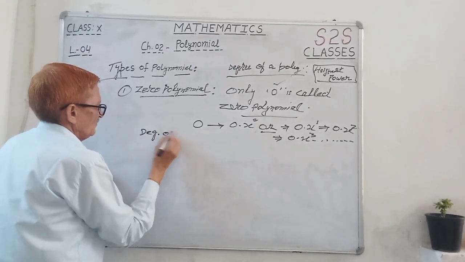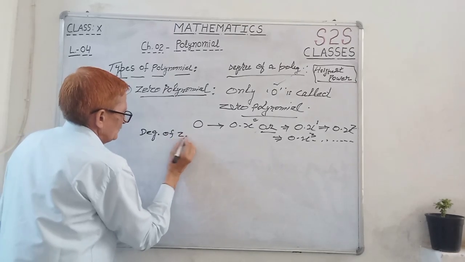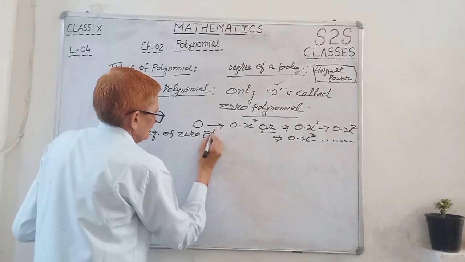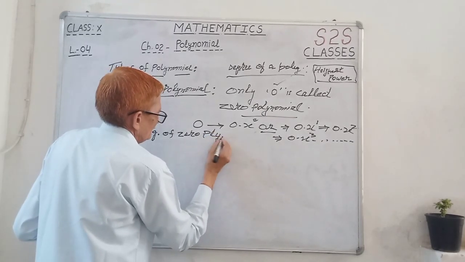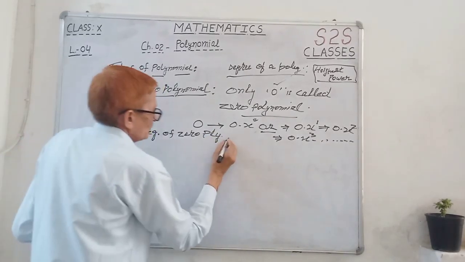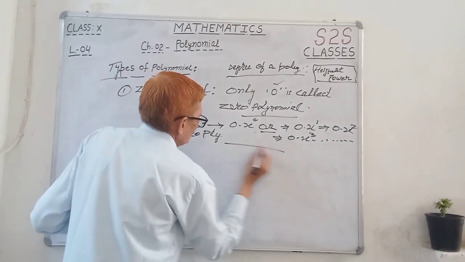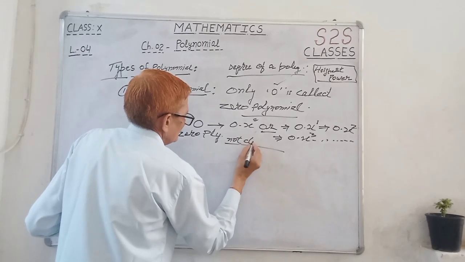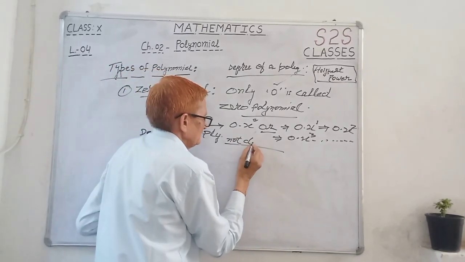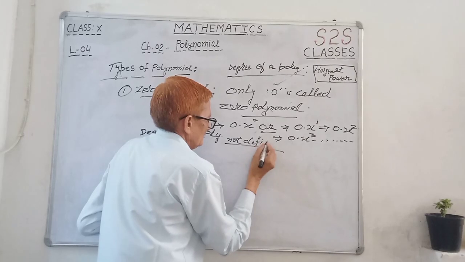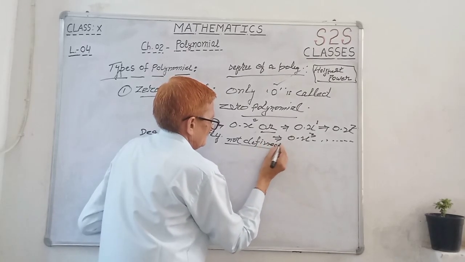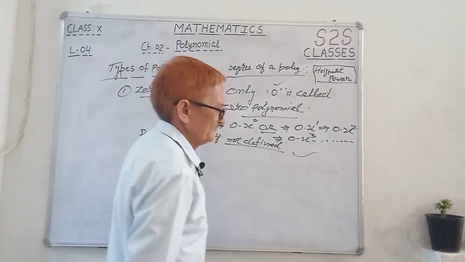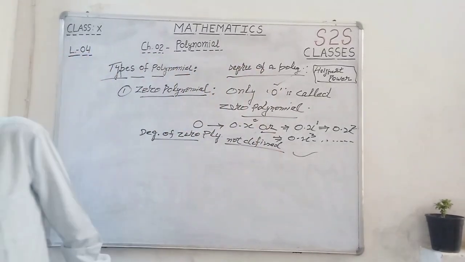Degree of the 0 polynomial is not defined. Understand? Not defined.